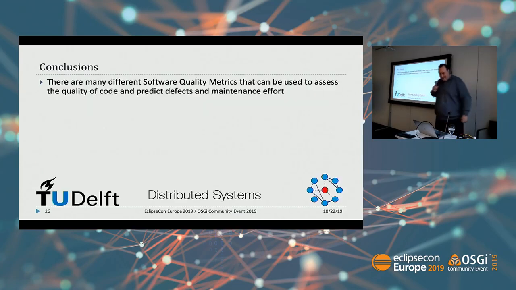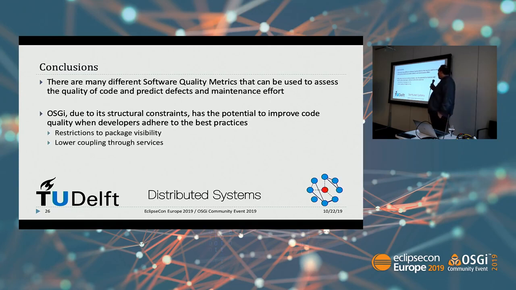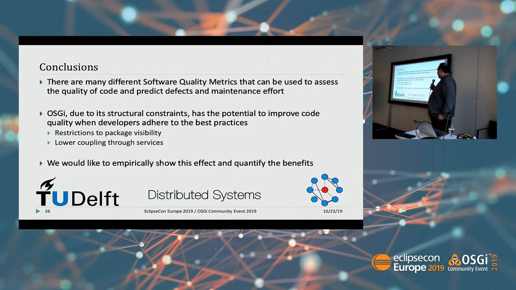All right, so with that said, I come quickly to my conclusion. So there are many different software quality metrics that can be used. You might be using some of them in your projects. OSGi, due to its structural constraints, has the potential to improve code quality. At least that's our hypothesis, right? And we are looking into empirically showing these benefits by looking into large open source projects.